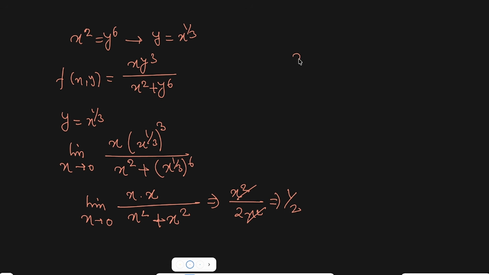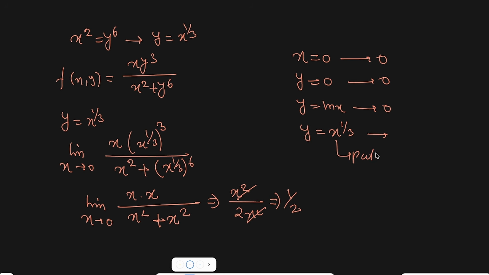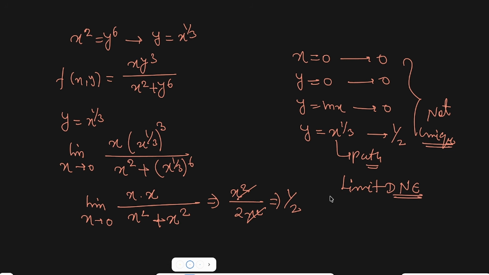So you just try to understand, when I put y equals 0, I got 0. Y equals mx, I got 0. But y equals x power 3, this is also a path, and this gives 1 by 2. It means it is not unique. So if it is not unique, then the limit does not exist. So if the limit does not exist, then what will happen? This function is not continuous at 0 comma 0.